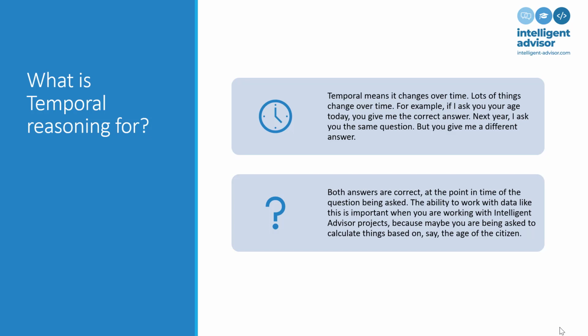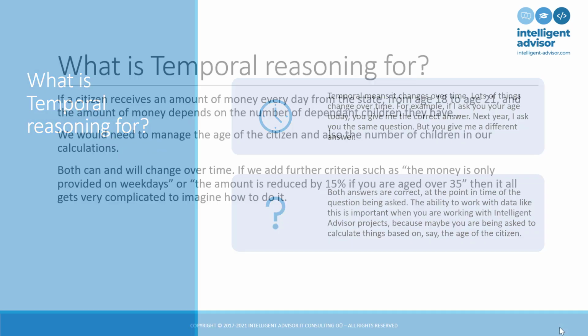And this is the basic challenge, is both the answers you gave me today and next year, they're correct at the point in time of the question being asked. And it's super important to be able to work with data like that because you're asking, as I say, to calculate things based on the age of the citizen. And maybe you're not eligible for a discount until you're 65 years old. Next year, you'll be 65. This year, you're 64. These are common things that come up.